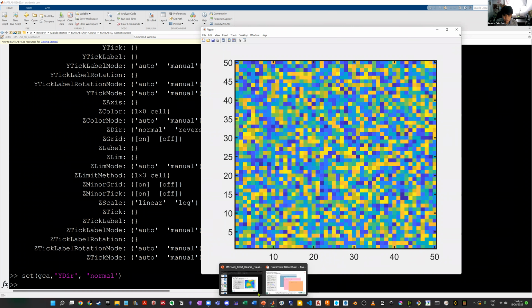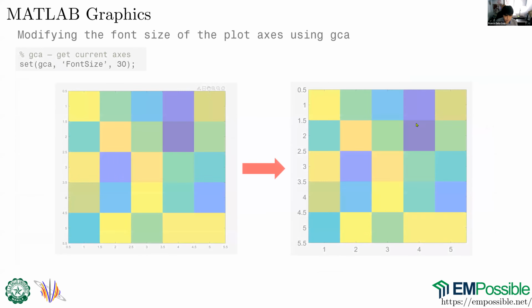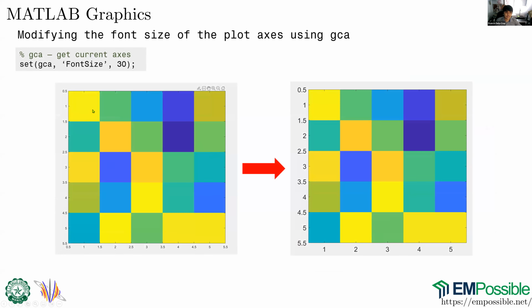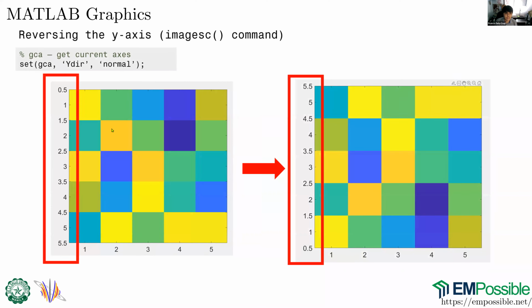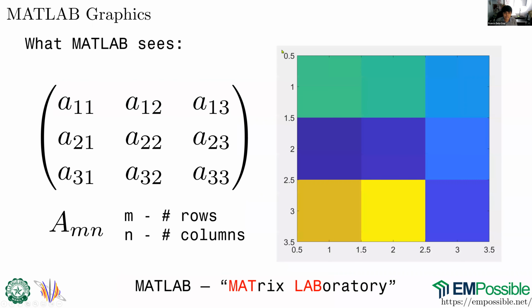So let's go back to the PowerPoint. So here's the use of GCA, as you can see, and you have the YDir also. So now we can flip it, flip the direction. So from 0 to 5 downward, to 0 to 5 upward. The question is this: why is it doing it like this? I mean, why does MATLAB do this? Is it because of its nature?